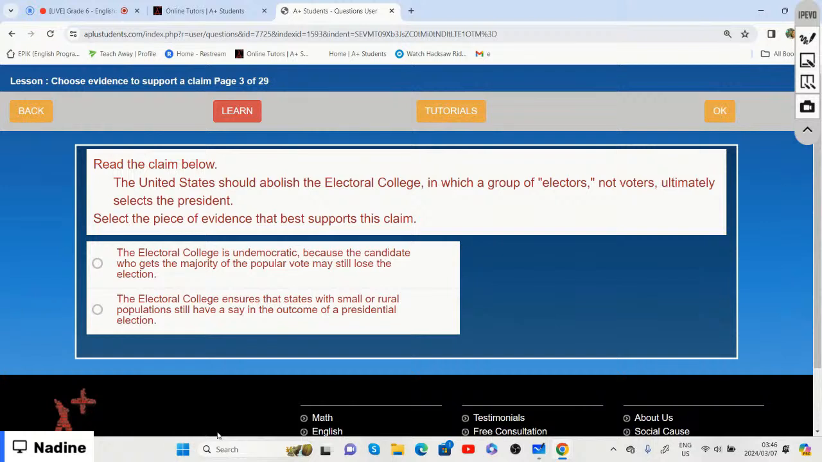Let's do one more. We need to read the claim below, right? The claim says that the United States should abolish the electoral college, in which a group of electors, not voters, ultimately selects the president. Select the piece of evidence that best supports this claim.